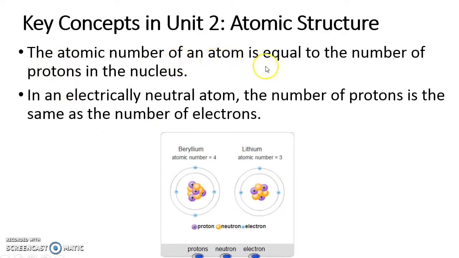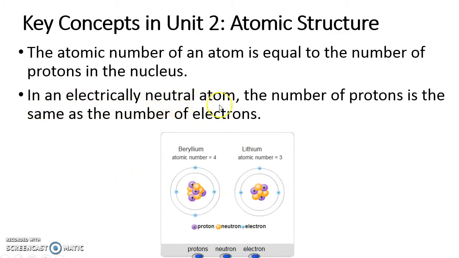The atomic number of an atom is equal to the number of protons in the nucleus. So atomic number is the number of protons. So here beryllium has an atomic number of 4. You can physically count 4 protons: 1, 2, 3, 4. Protons are the ones with the plus signs on them. Lithium has an atomic number of 3. It has 1, 2, 3 protons in its nucleus.